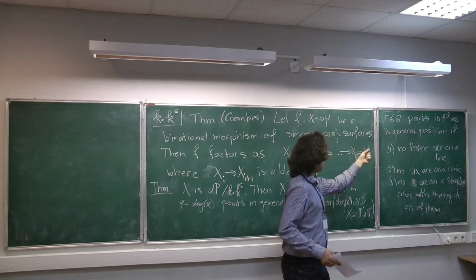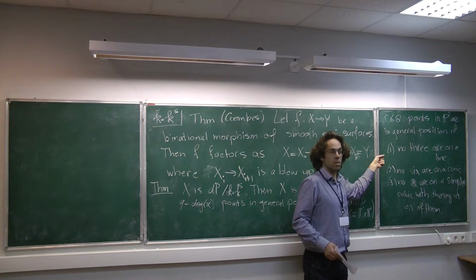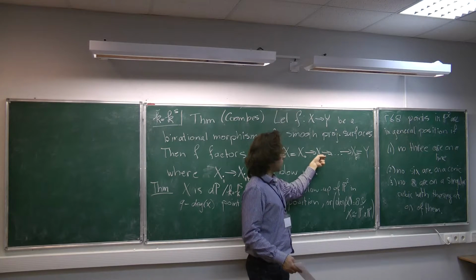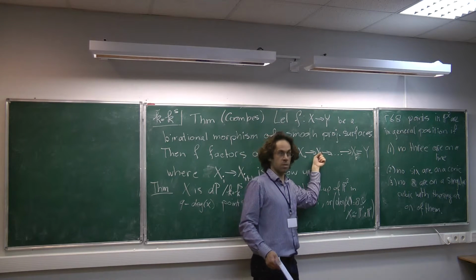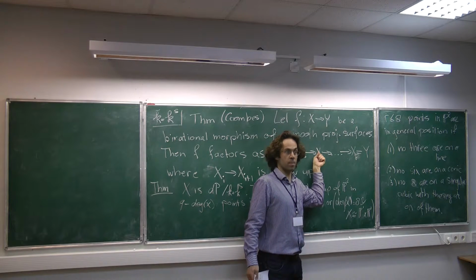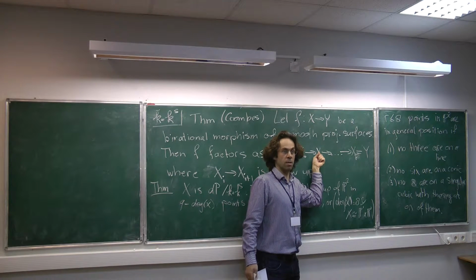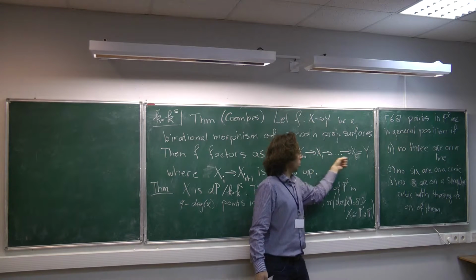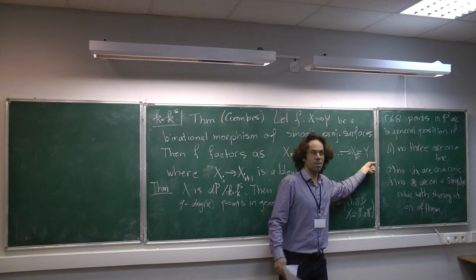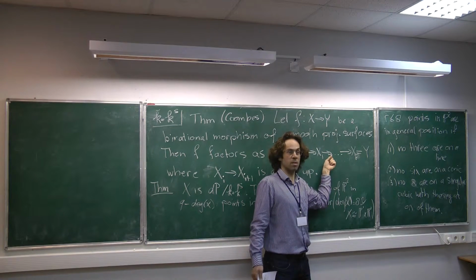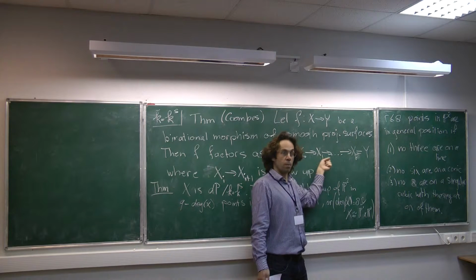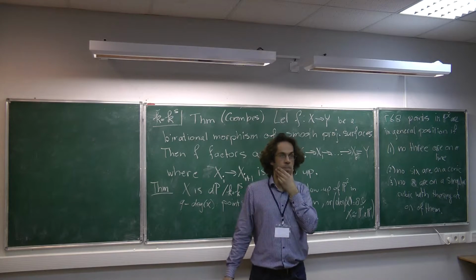So the general position is a statement about what position they have to be in on the P2. But if I've already blown up some points and I'm now looking at a del Pezzo surface, there's some number of exceptional curves on there. And I could wonder, well, I don't want to first blow them down and then look at the P2. I want a description in terms of that del Pezzo surface itself that tells me what can I blow up more.